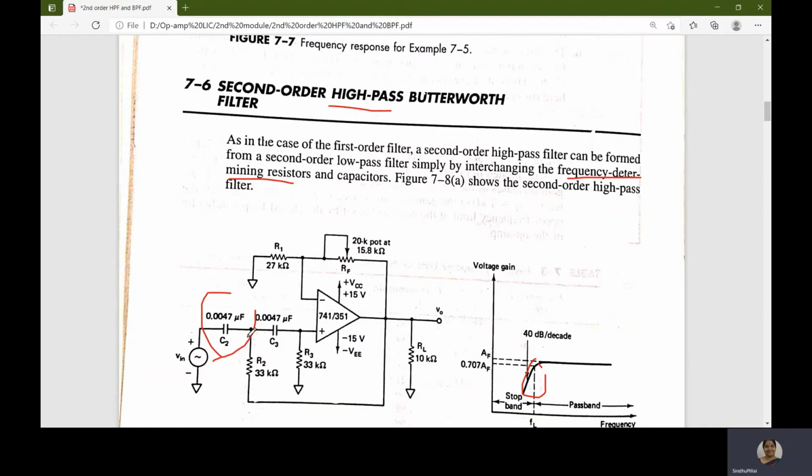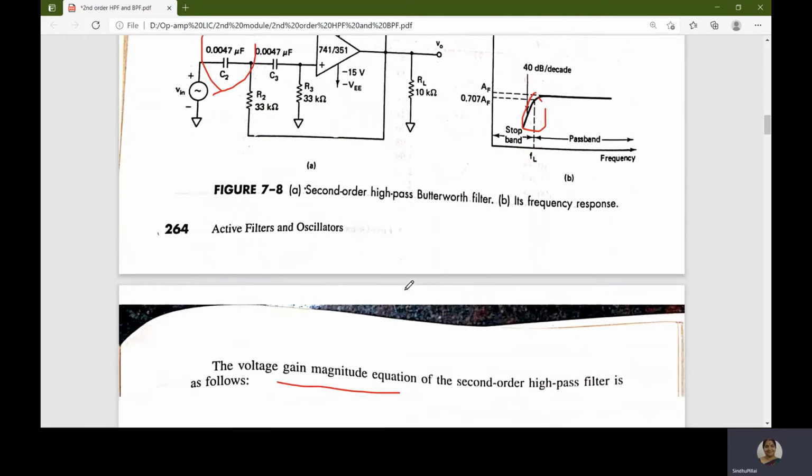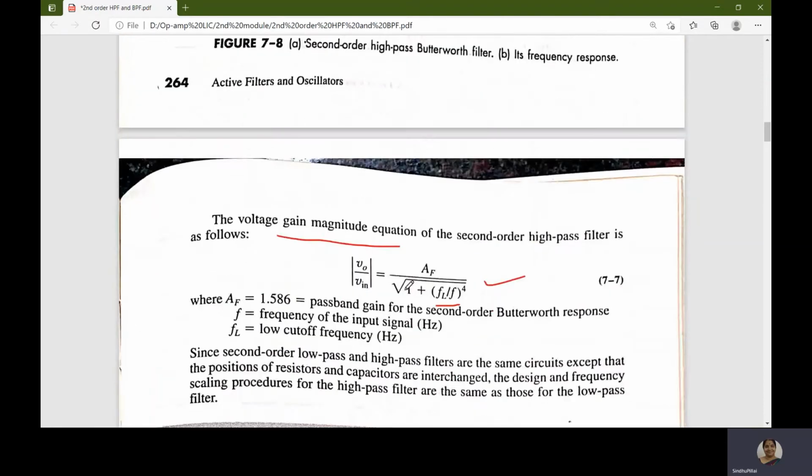As the order increases, the roll off in the stop band will be very near to the ideal characteristic. And here the resistor R2 is fed back to the output, and we have R1 and RF as the feedback resistors. So in second order, only the frequency determining resistors and capacitors are increased. In first order we have one resistor and one capacitor. In second order we'll have one more resistor and capacitor. Both the circuit and frequency response are shown, and we can get the voltage gain magnitude by using the formula.